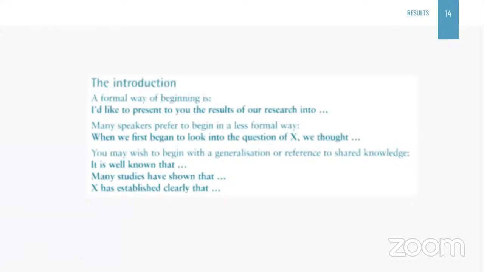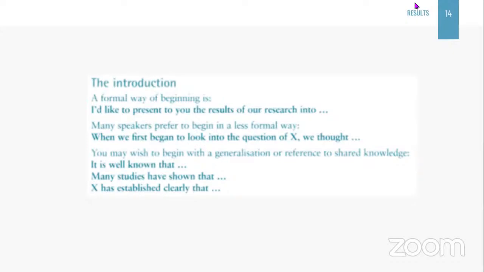Vale Mercado, can you read this part, please? Yes, teacher. The introduction. A formal way of beginning is, I'd like to present to you the results of our research into. Many speakers prefer to begin in a less formal way. When we first began to look into the question of X, we thought. And you might wish to begin with a generalization or reference to shared knowledge, like it's well known that, many studies have shown that, X has established clearly that.